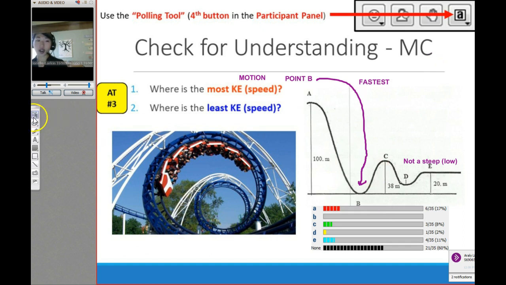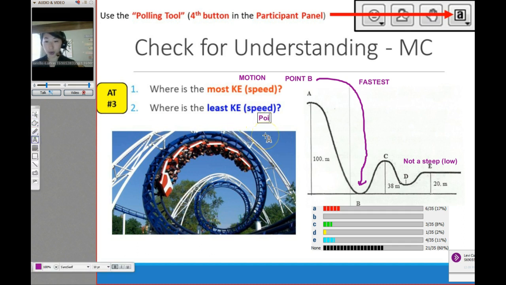So take a look here. Where do we have 100% potential energy, which would mean we have no kinetic energy? Where is the highest height? Highest height, 100% potential. Tell me in the chat box. Yes, point A is actually the least kinetic energy.